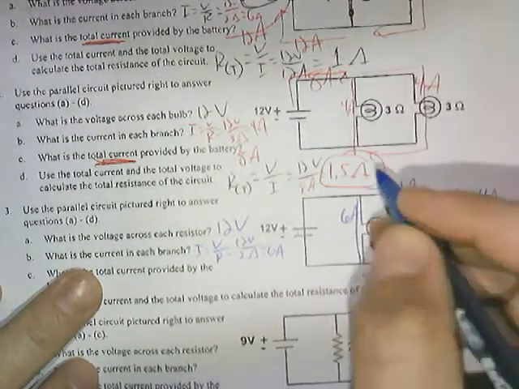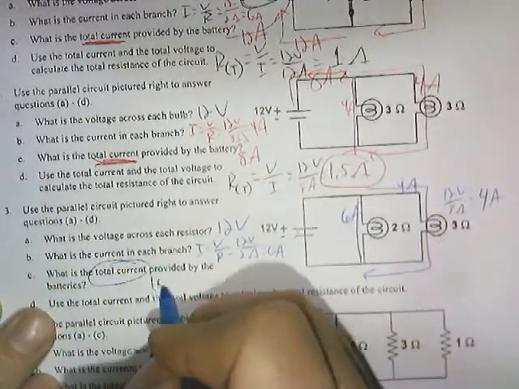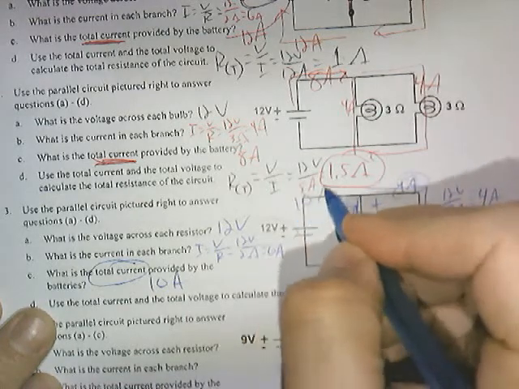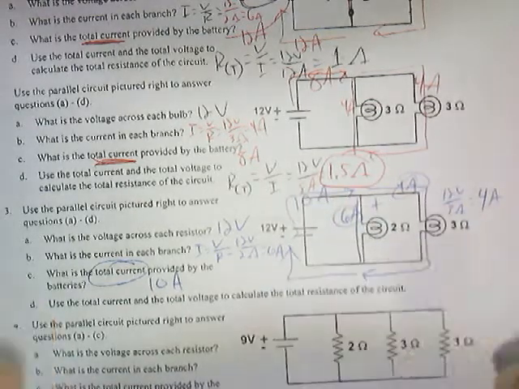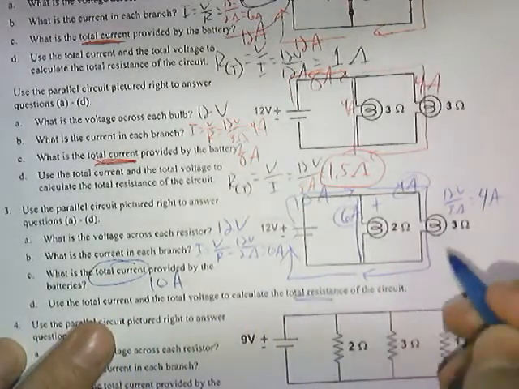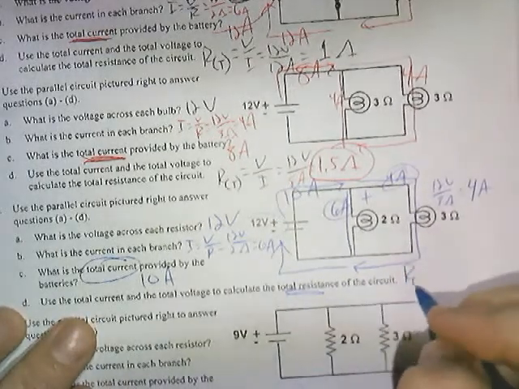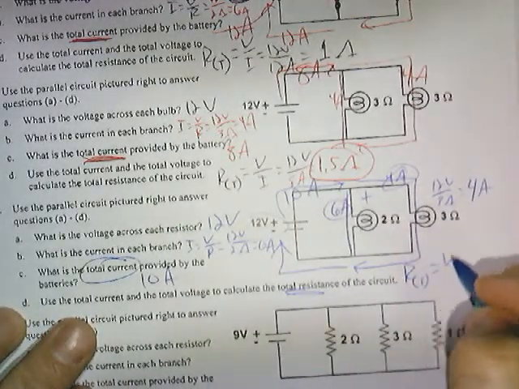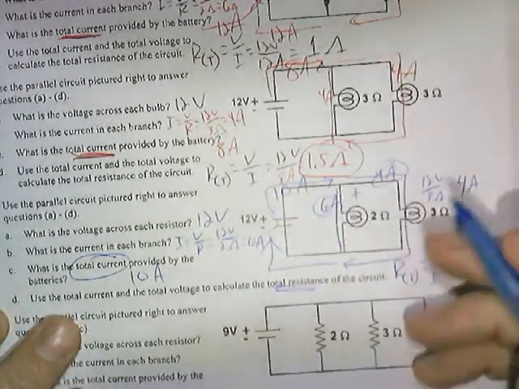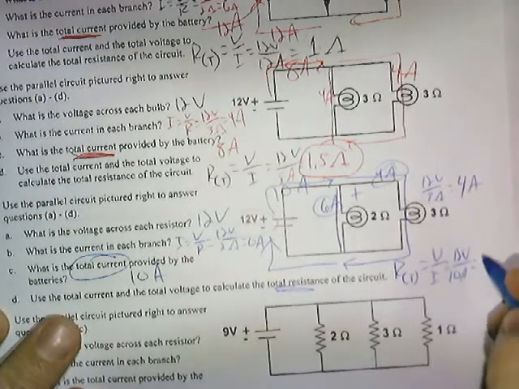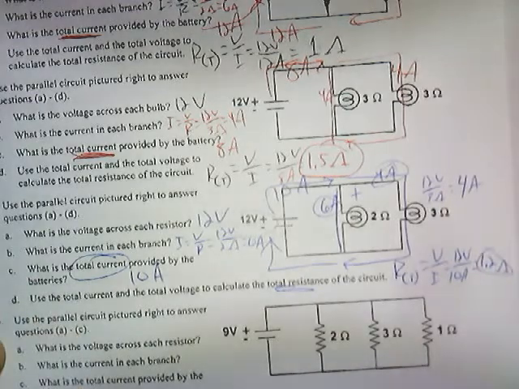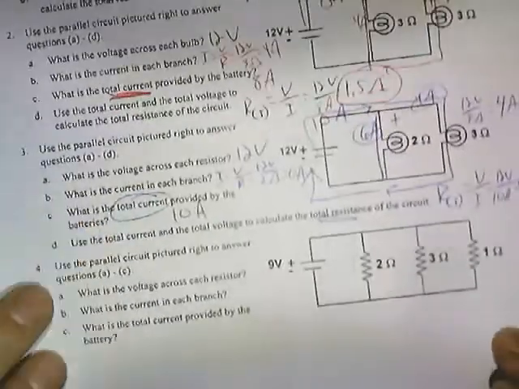So notice my total current is going to be 6 amps plus 4 amps, equal to 10 amps. So what is the total current and total voltage? Use the total to calculate the total resistance. So resistance total is going to equal total voltage of 12 volts divided by total current. So 12 volts divided by 10 amps is going to be 1.2 ohms of total resistance. And last problem on this page here that we'll work from.